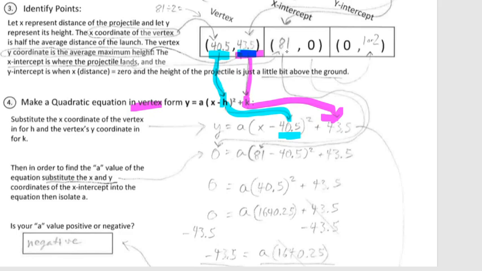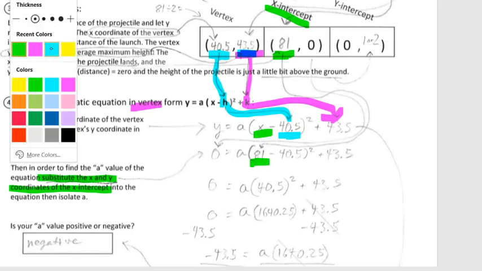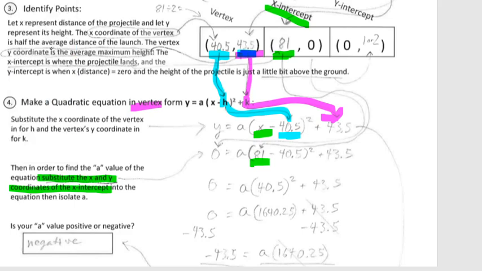So let's see here, we're going to use the x-intercept, and that's what it says over here. Substitute the x and y coordinates of the x-intercept. And so, of course, x comes first. 81 is what we plug in where we see the x. So in place of x here, we put 81. And then in this case, the y is 0.